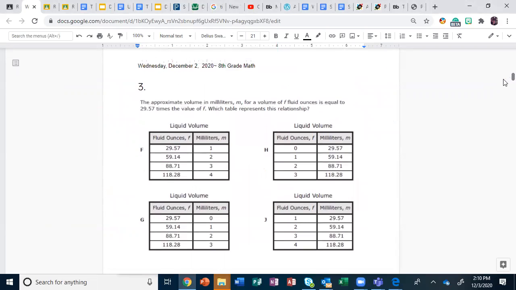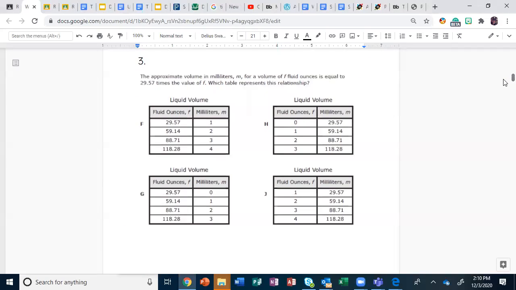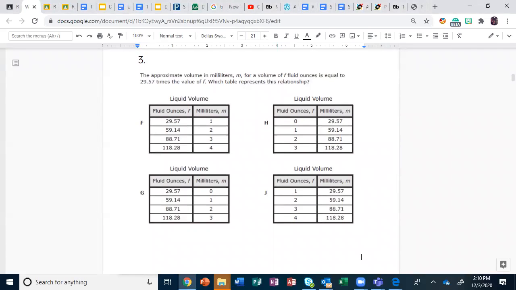All right, question number 3. Question number 3 is exactly like question number 1, guys. So we have a word problem right here that we have to write an equation from. Okay, I know for sure I got this. It says the approximate volume in milliliters M for a volume of F fluid ounces is equal to 29.57 times the F value. So whatever you guys get for F, you're gonna multiply it times 29.57.